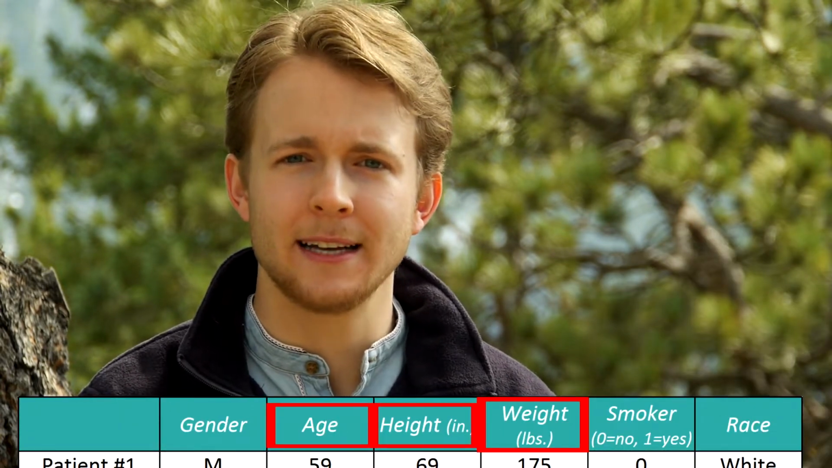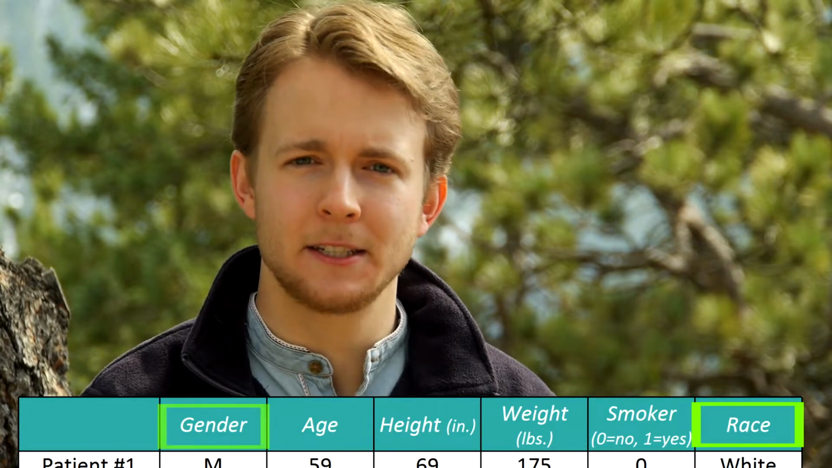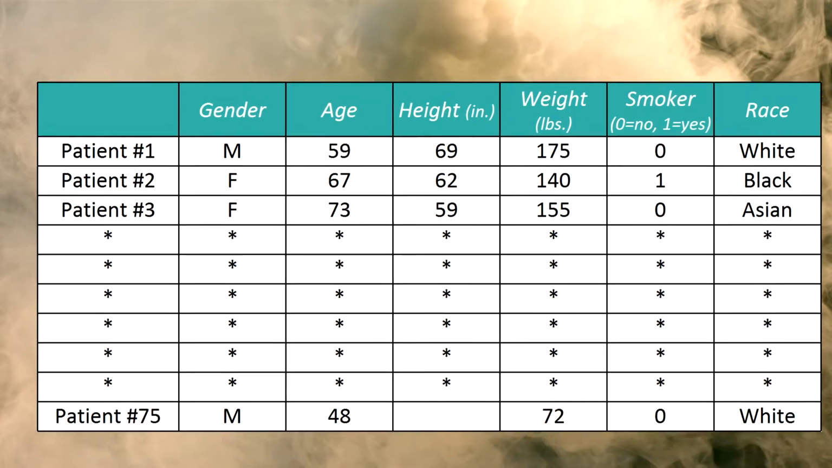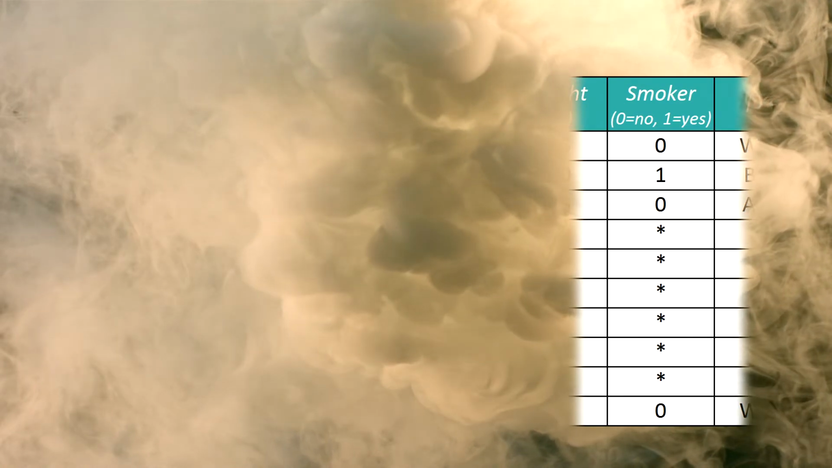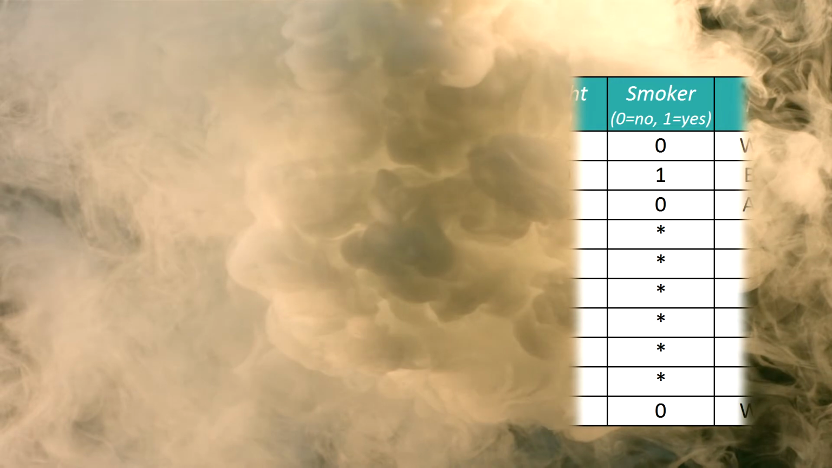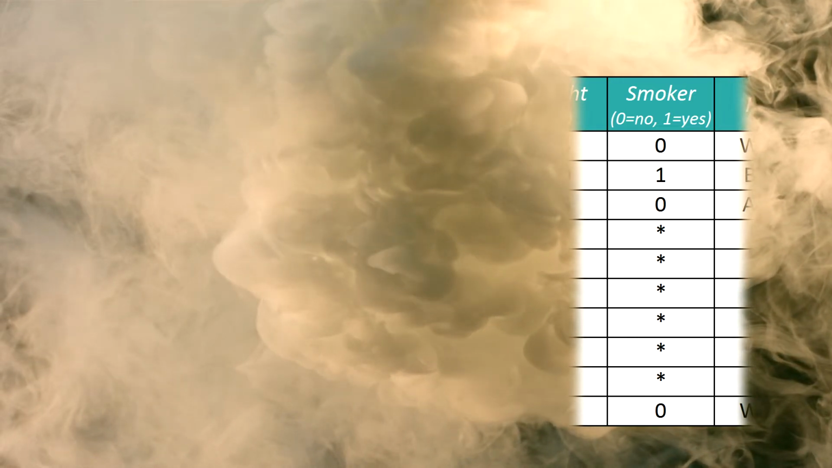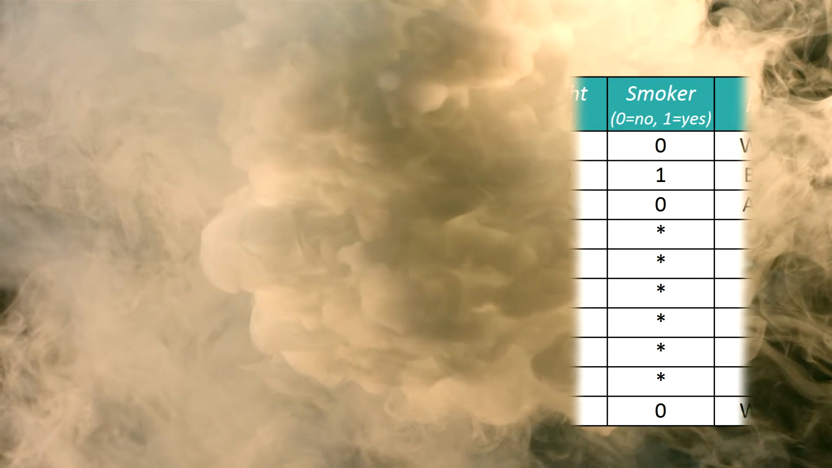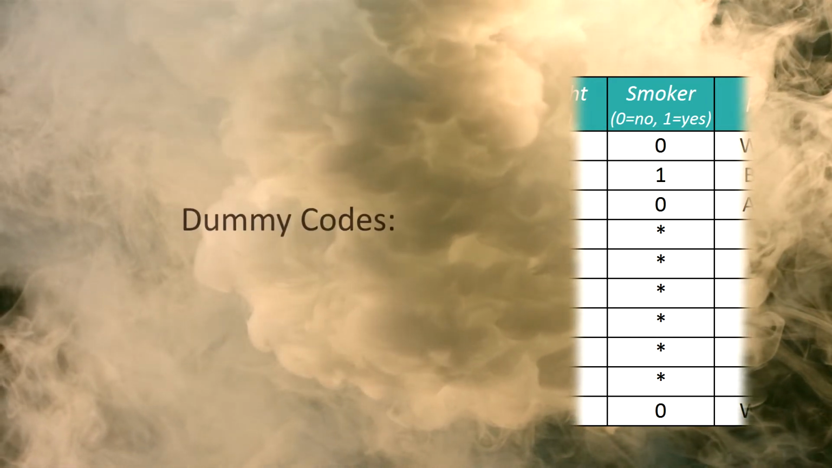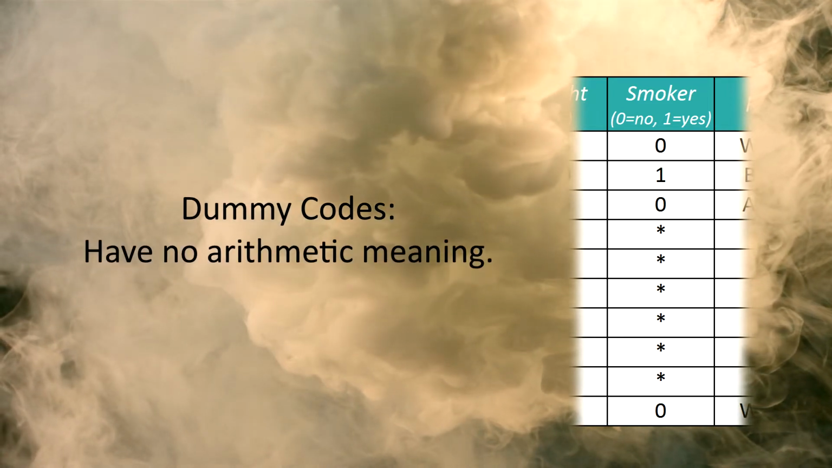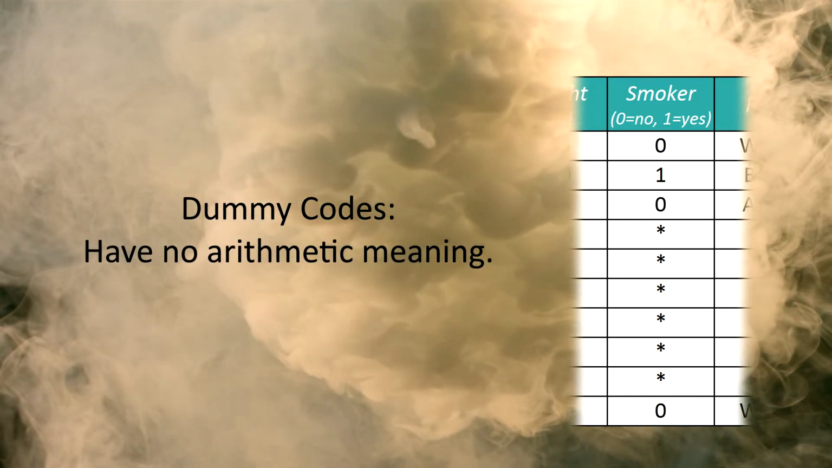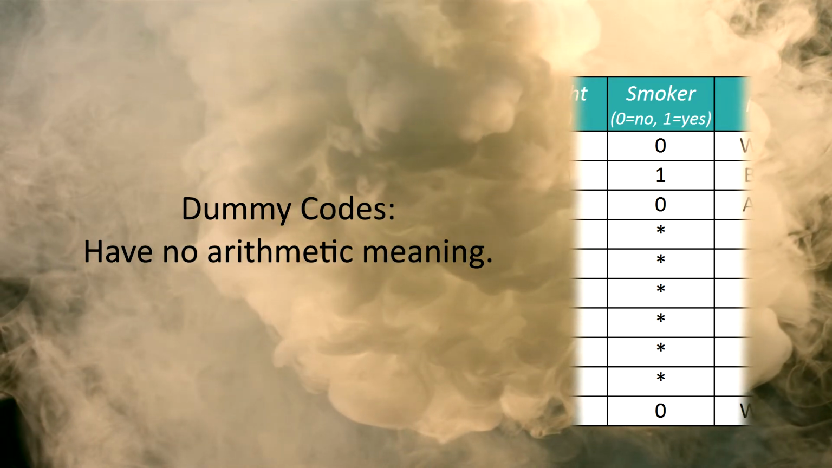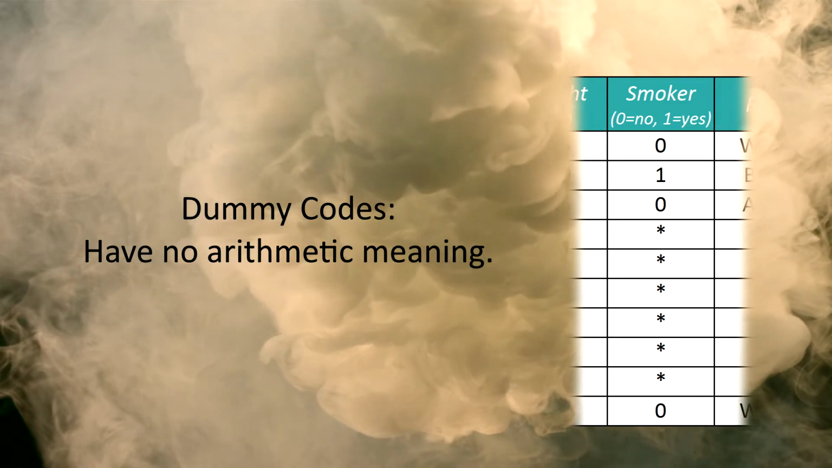In this example, there are several variables of each type. Age, weight, and height are quantitative variables. Race, gender, and smoking are categorical variables. Notice that the values of the categorical variable smoking have been coded as 0 or 1. It's quite common to code the values of a categorical variable as numbers, but you should always remember that these are only codes, often referred to as dummy codes because they have no arithmetic meaning. That is, it doesn't make sense to add them, subtract them, multiply or divide them, or even compare the magnitude of these values.